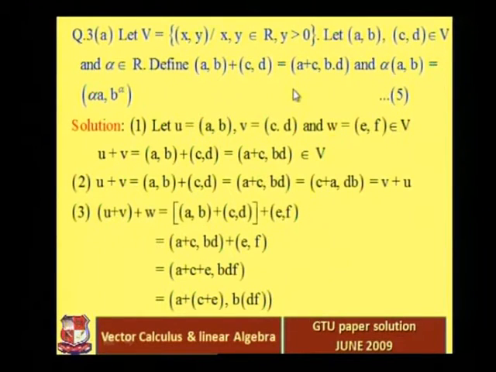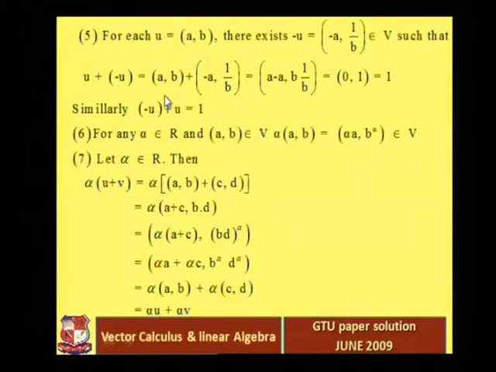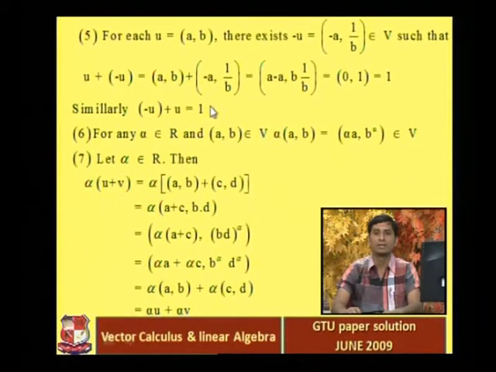(a, b) plus (c, d) is equal to (a plus c, bd). So when we add these two vectors, (a, b) plus (minus a, 1 upon b), that is equal to (a minus a, b into 1 upon b). Okay, that is equal to (0, 1), that is exactly our identity element 1. Similarly we can prove minus u plus u is equal to 1. Now, the first 5 conditions for addition are easily satisfied.